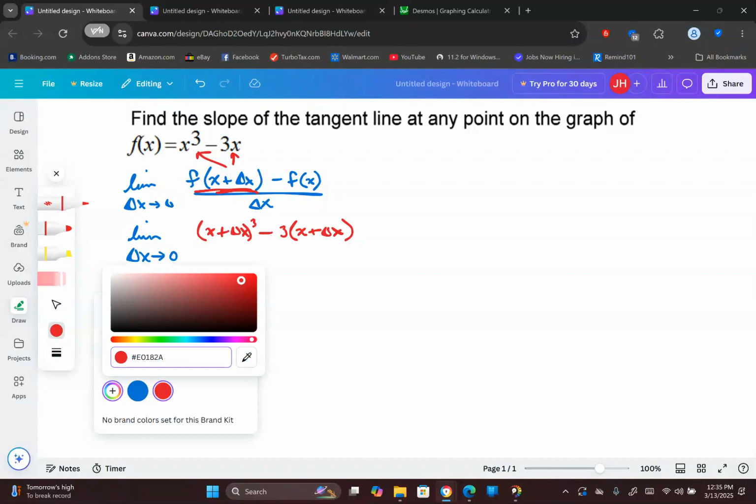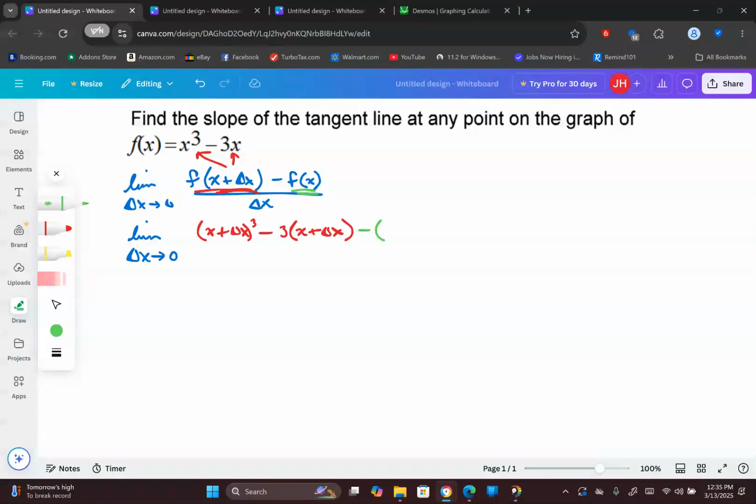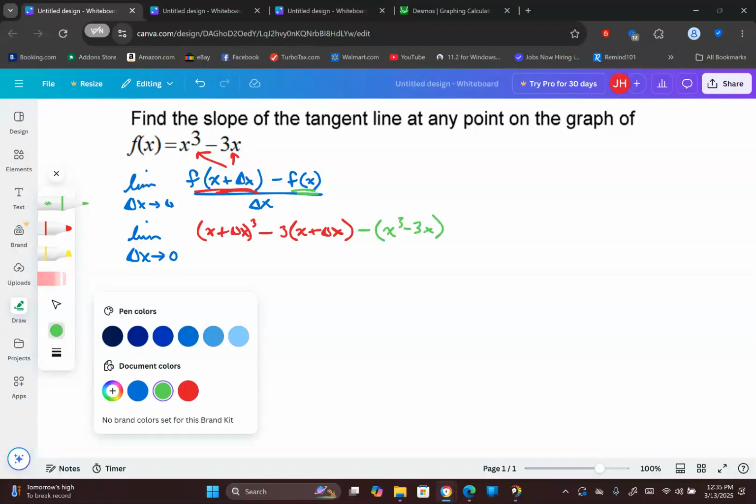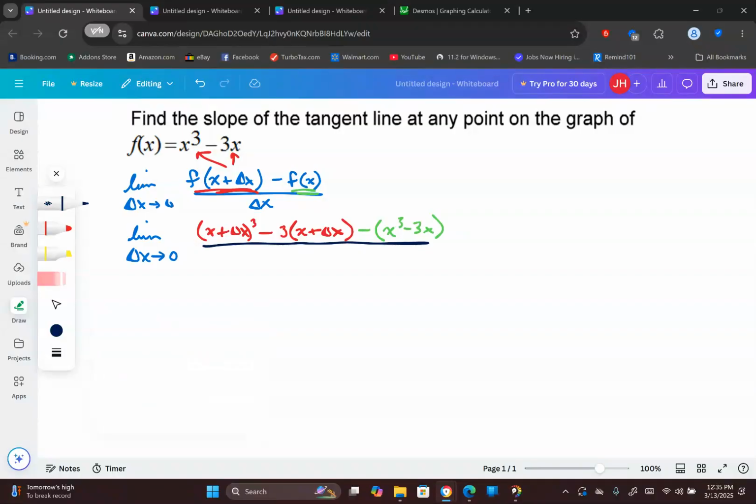Now, I think everybody knows what it means if I say f of x. I have to subtract the entire function, x cubed minus 3x. And then this whole thing is all over delta x. Now, in order to figure out this limit, I'm going to have to expand this whole thing.